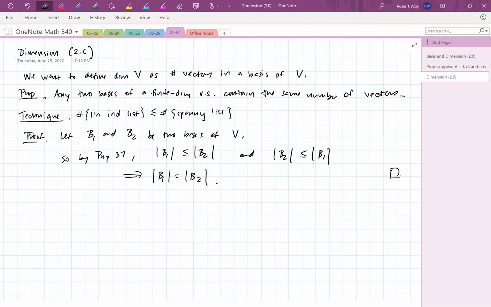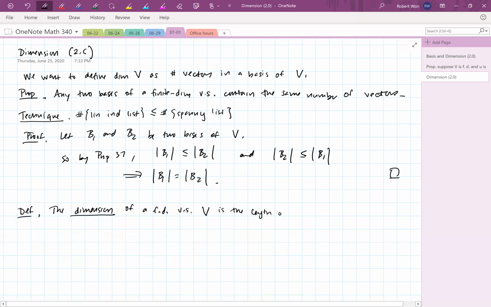And this means that no matter which basis, if you take a basis and I take a basis of the same finite dimensional vector space, we might have chosen different bases, but those bases have the same number of vectors, which means that it's legal to make that the definition of dimension. So here's the definition. The dimension of a finite dimensional vector space V is the length of any basis of V. And it's denoted dim V.